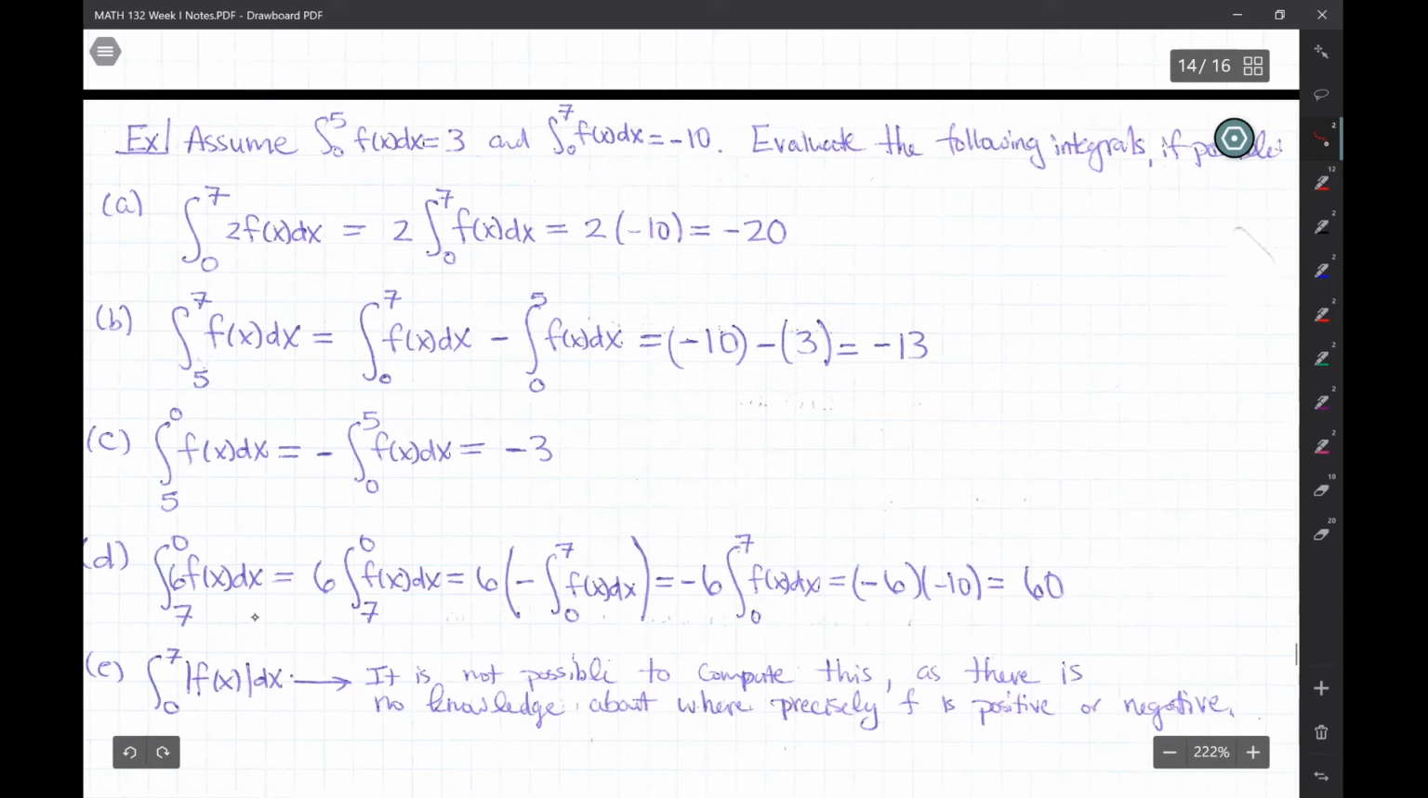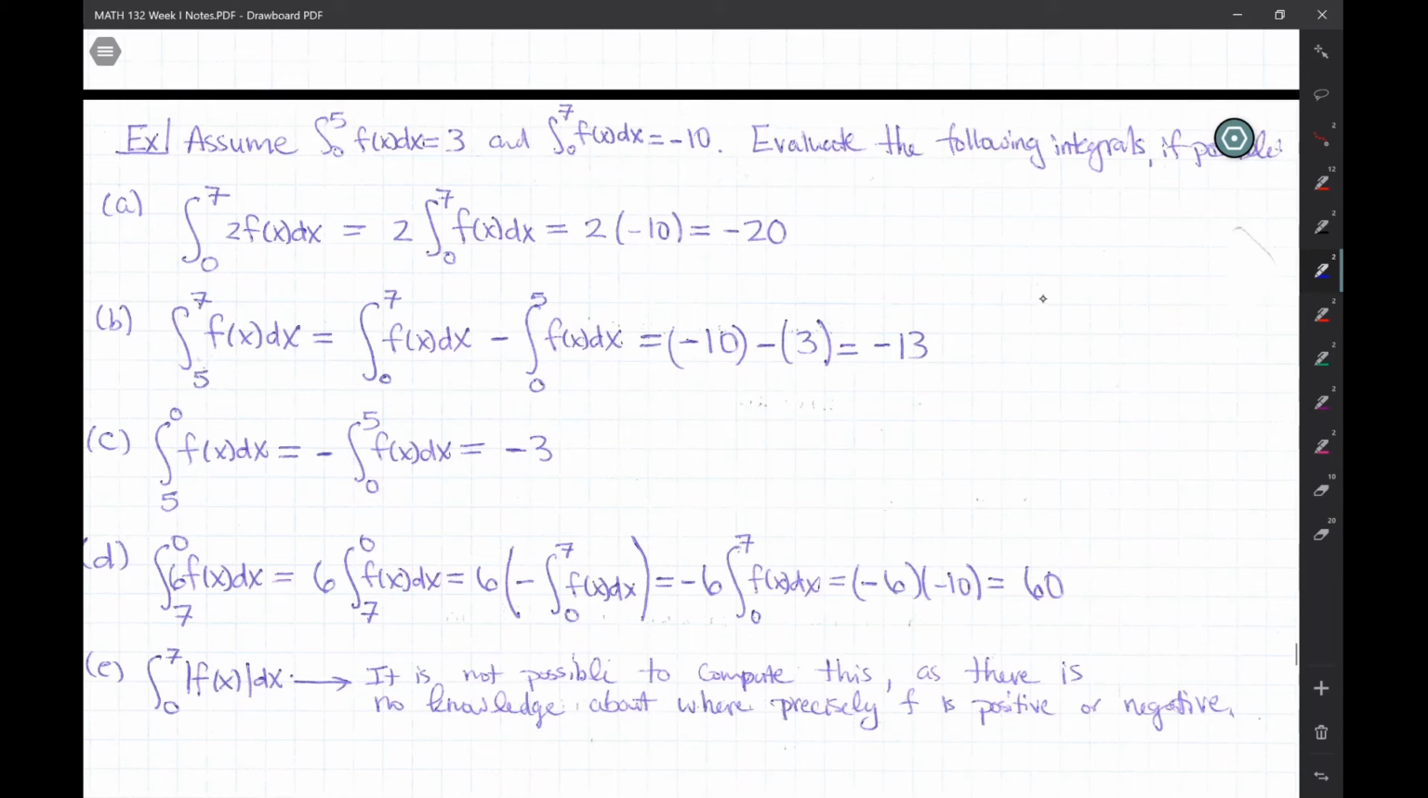And what about the integral of the absolute value of f from 0 to 7? Notice the net area from 0 to 5 was 3. Then, as we went from 5 to 7, we got a minus 13 for the net area. But we don't know how that minus 13 came about. And even with the 0 to 5, we don't know exactly which parts were above the x-axis and which parts were below, in order to flip those signs.